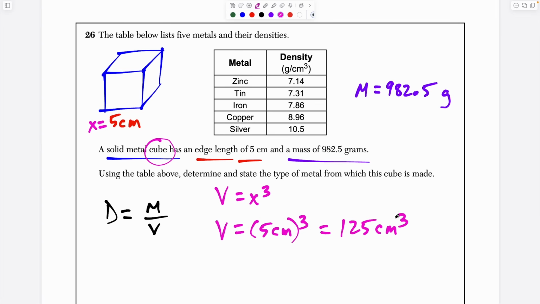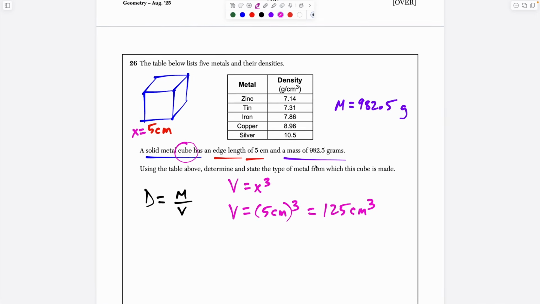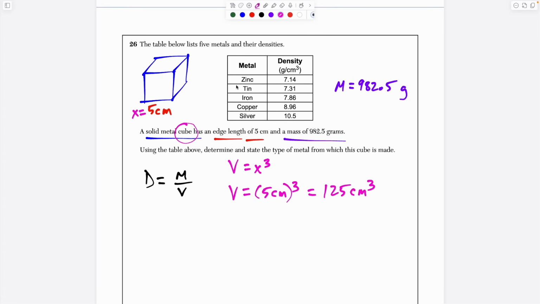cubic centimeters. Now, just know for the geometry regions, you don't have to write units when you're showing your work. You can just write the numbers. But I like to show the substitution with units when I'm teaching because it helps to highlight the concept of what's actually going on. Okay, so now I could find the density. The density is equal to the mass of the cube, which is 982.5 grams, divided by the volume underneath, 125 cubic centimeters. So I like to show the substitution with the units so we can see that the density, grams per cubic centimeter, is what we're actually finding.